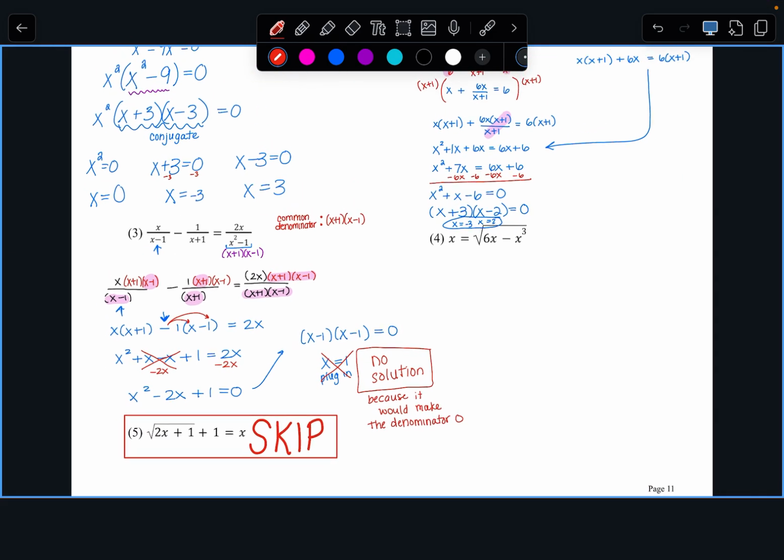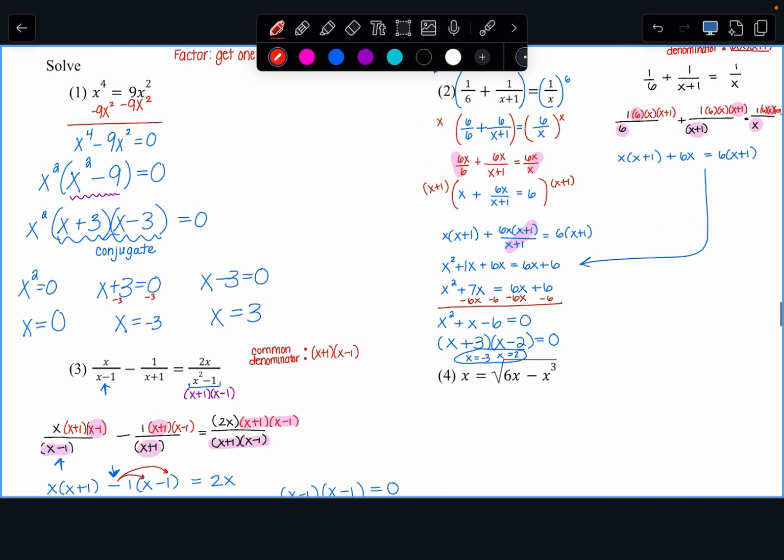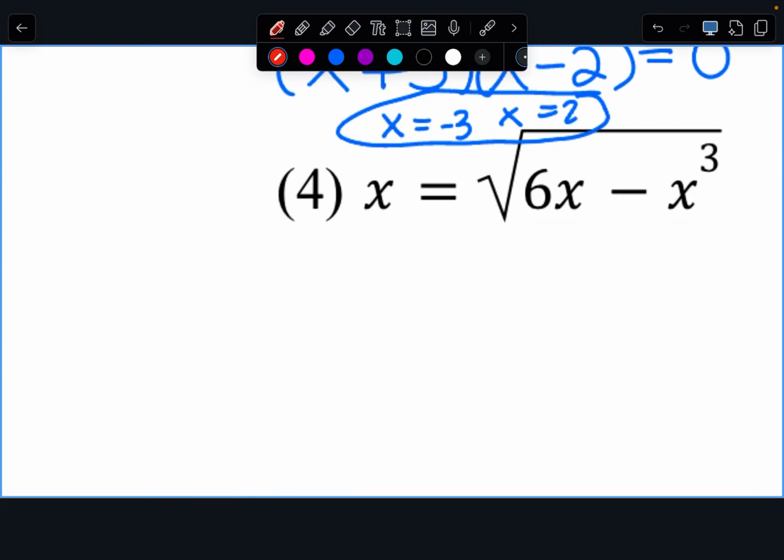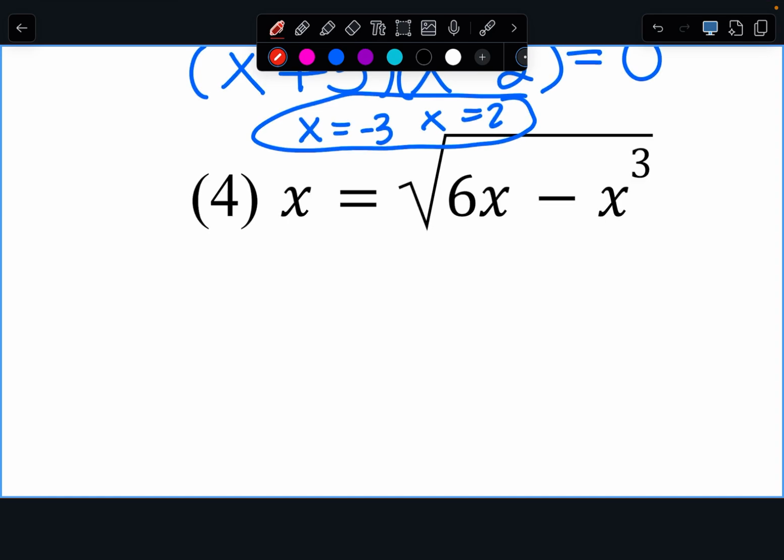So as a recap so far, if you have variables on both sides, try to get it to one side and factor. If you have fractions, find what your common denominator would be and multiply every single numerator by that common denominator so you can cancel. Radicals. To get rid of a square root, you have to square both sides, because the squared and the square root cancel one another out.